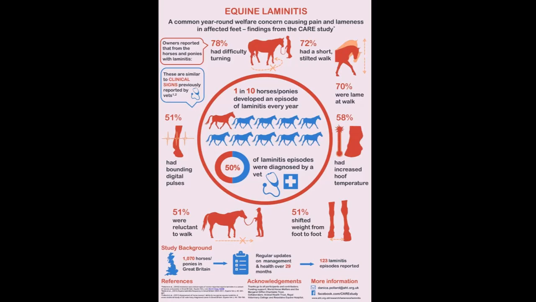You can see on here 78% have difficulty turning, 72% had a short stilted walk, 70% were lame at walk, 51% had bounding digital pulses, 58% had increased hoof temperatures, 51% shifted weight from foot to foot, and 51% were reluctant to walk. And surprisingly, only 50% of these laminitic episodes were diagnosed by a vet.